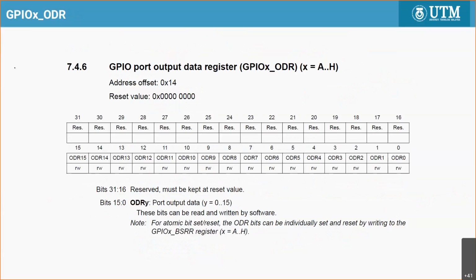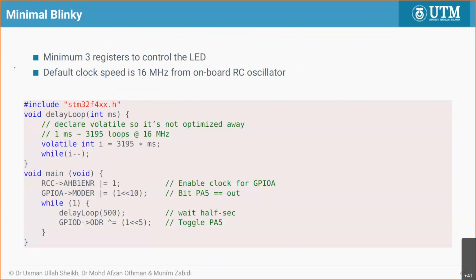Okay, and then this is the data register that you use to send data out. As we know, only 16 bits are usable. So to send data out to pin 5, just send 1 here. As we have seen, we can do it this way: GPIO A, arrow, ODR, set pin number 5. So 1, left shift 5. So you will turn on your LED on the Nucleo board. Okay, so this is the minimal blinky.